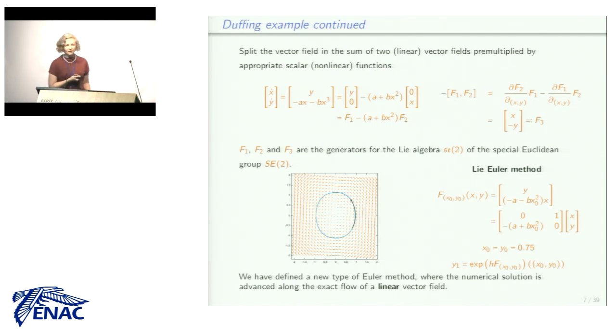And then it's clear from this picture that there is some potential here, right? You can get a much better trajectory if you allow for going along linear vector fields rather than constant vector fields.